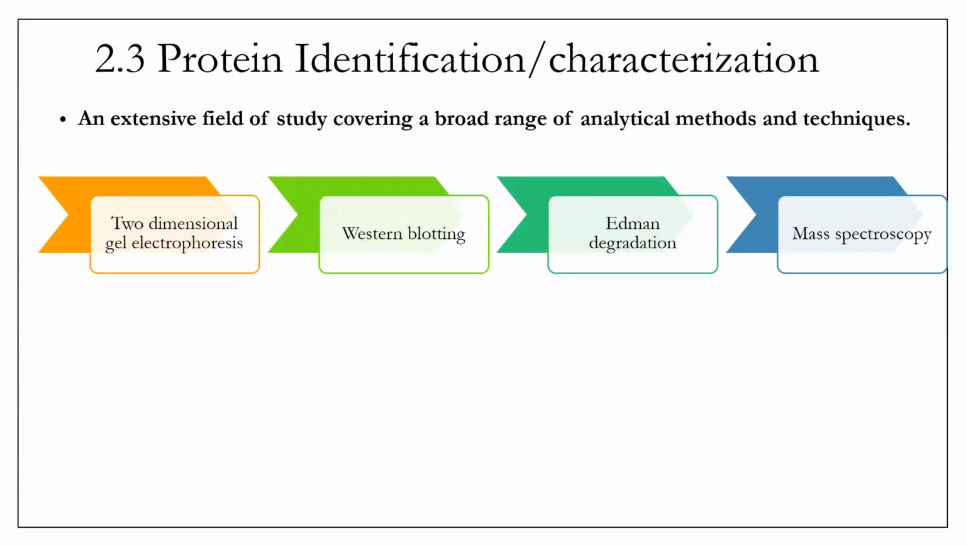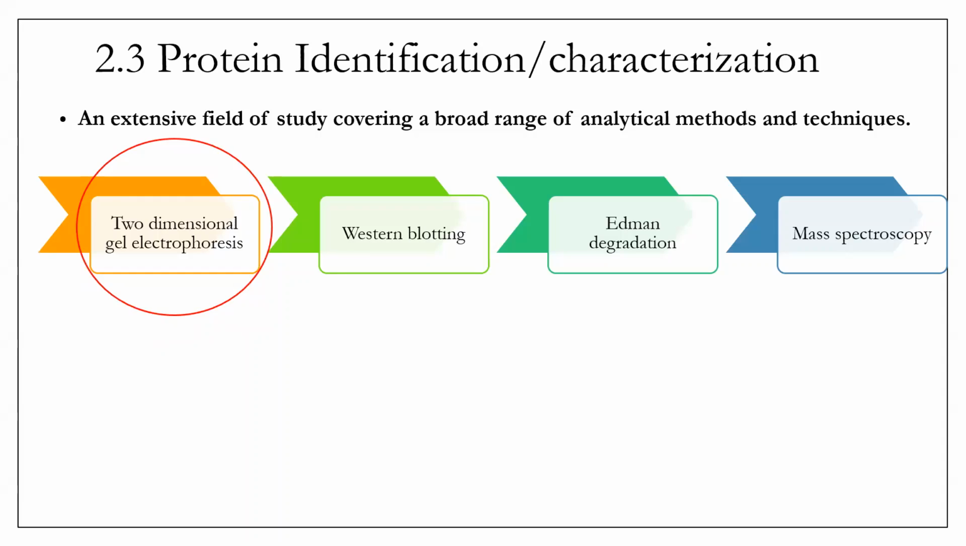The protein identification and characterization can be done using any of these techniques: two-dimensional gel electrophoresis, Western blotting, Edman degradation, mass spectroscopy, and we can use immunoassays like ELISA. Protein identification and characterization can all be done by these techniques. Let me first explain two-dimensional gel electrophoresis.